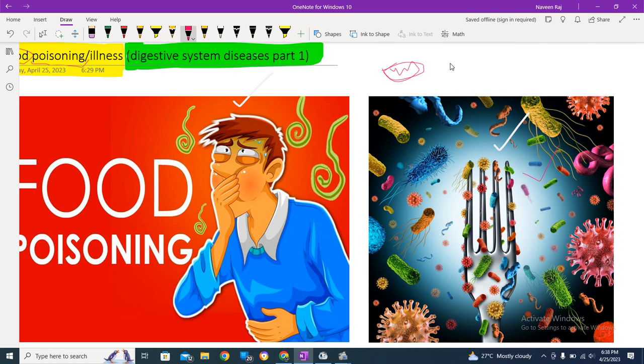This can be a bacteria, this can be a virus, and the most common bacteria which causes food poisoning is Staphylococcus. This is very important for MCQs. Staphylococcus is the bacteria which most commonly causes food poisoning, and it can also take place due to uncooked food, food contamination or poor food preservation.